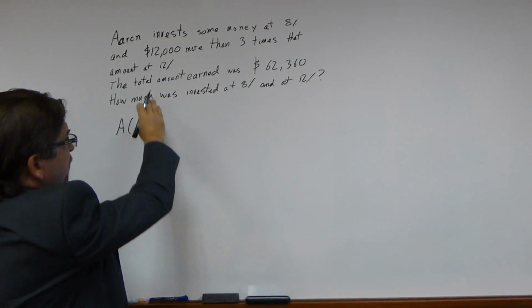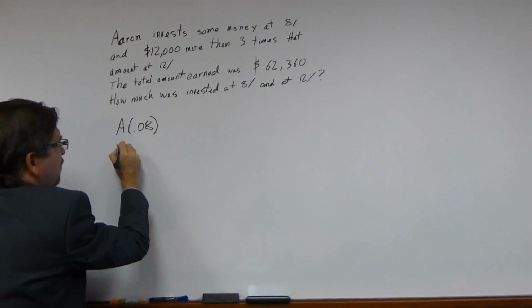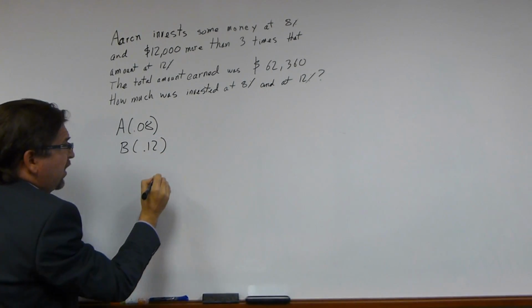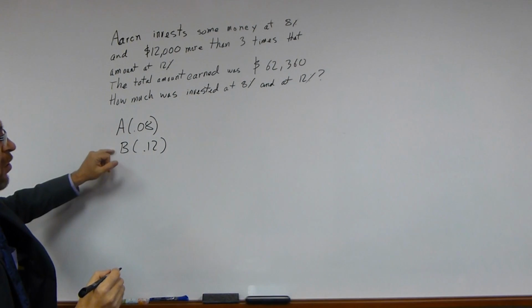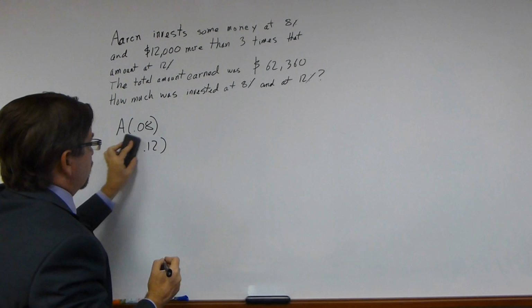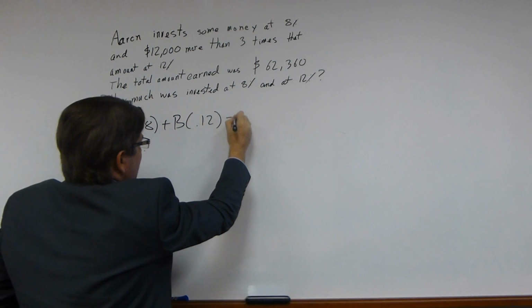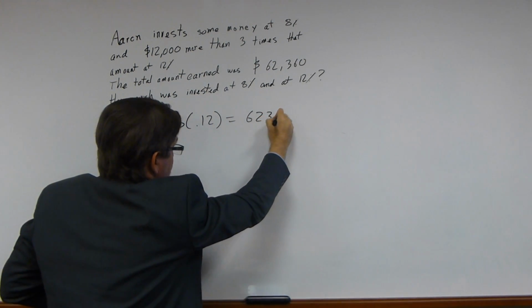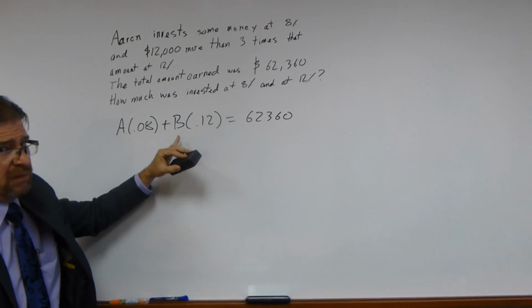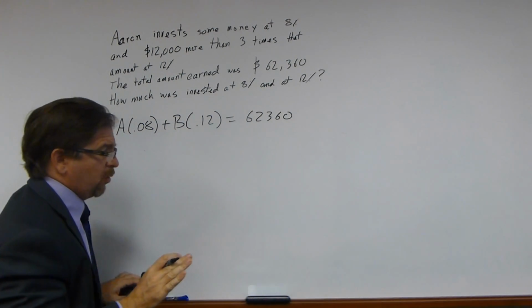Now, we're also told that he invested a certain amount B at 12%. And if we add these two together, the amount he earned was $62,360. So I'm going to write that as one equation. Okay, I have one equation and two unknowns. I can't solve for it yet. Let's see what else we can figure out.